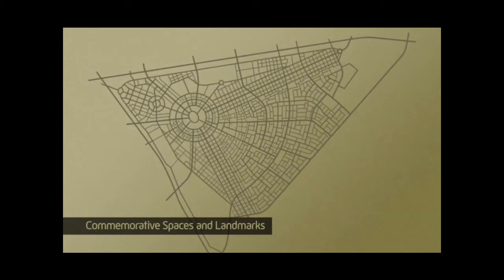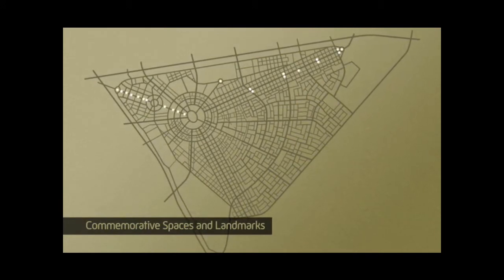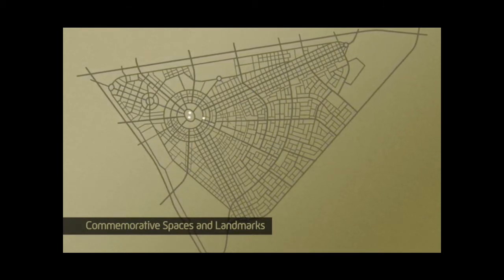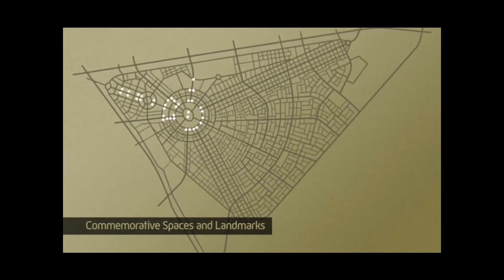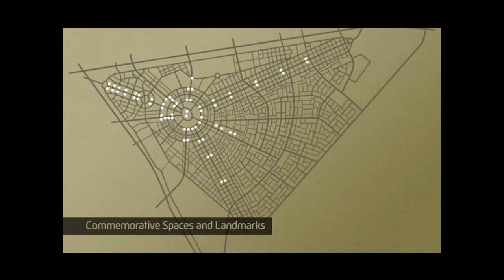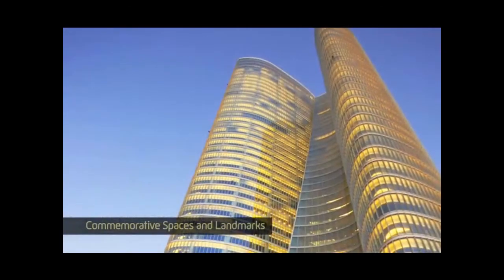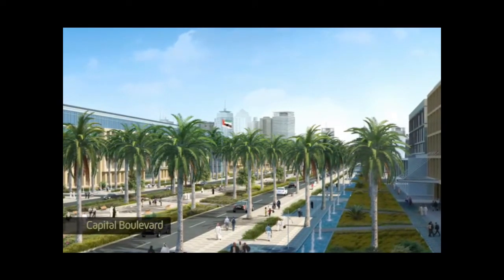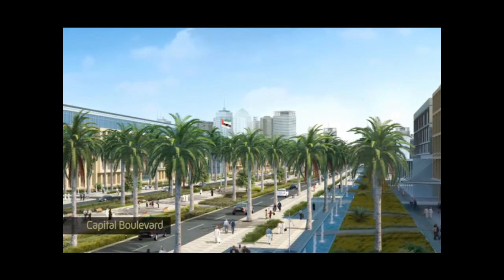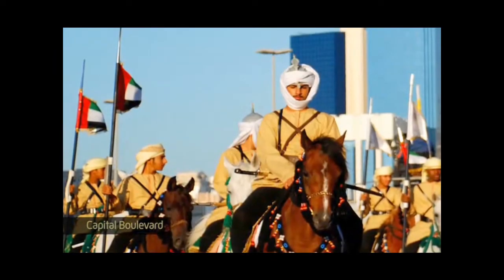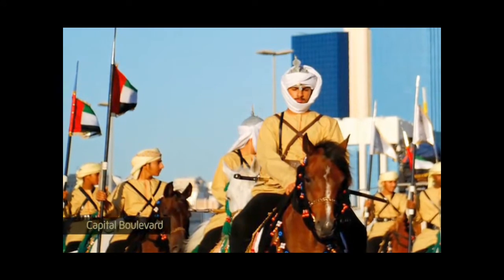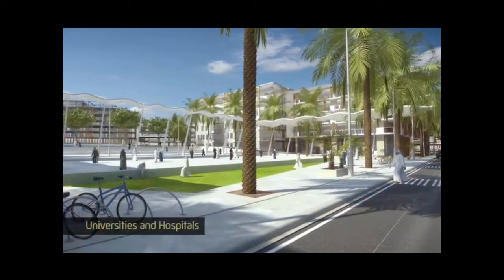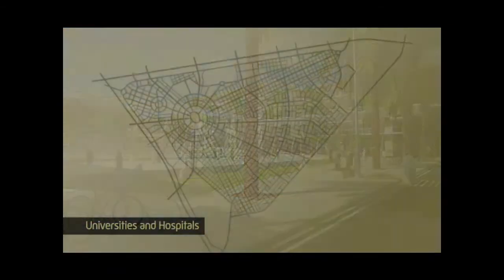Along primary boulevards and at gateways to the city and the central business district, monuments and public spaces will reinforce the city's ceremonial and symbolic function. Landmark buildings will emphasize the skyline at important radial axes and will be opportunities for extraordinary architectural design expression. Capital Boulevard will be lined with national institutions and commemorative sites and will serve as the main processional route through the city, providing space for the parades, celebrations, and events that are an integral part of the life of a capital city.